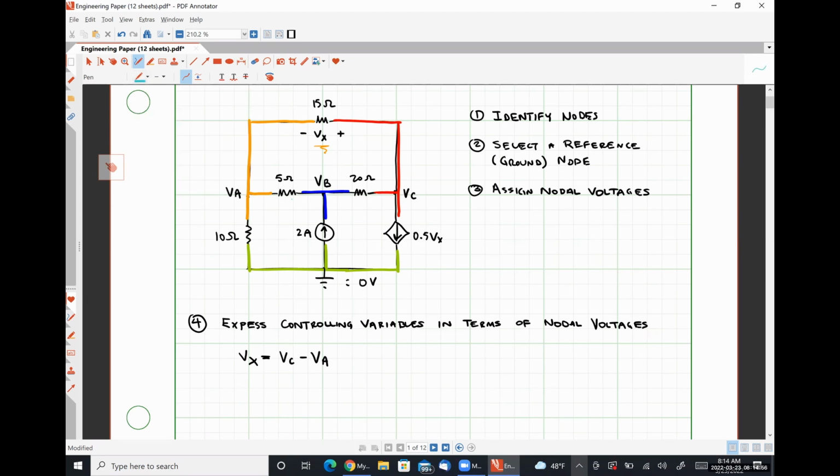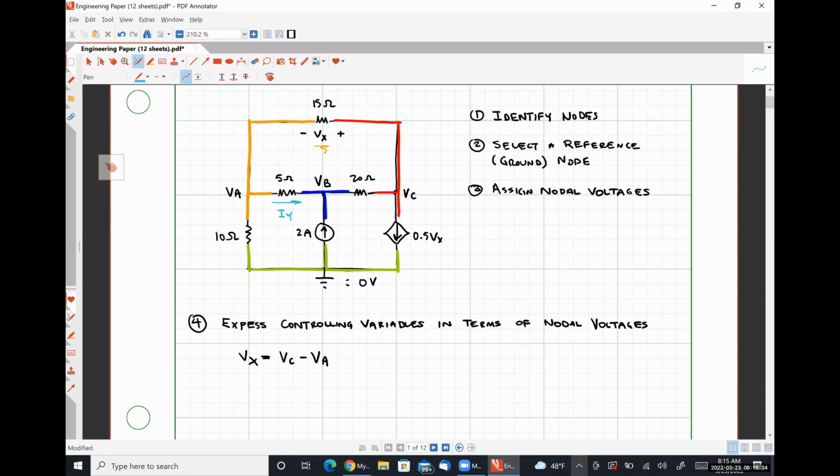Just as a brief aside here, I'm gonna show you this and then we're gonna delete it in a moment. But let's say that I had a current like so, IY, that controlled some sort of dependent source. How could we express that current in terms of our nodal voltages? Anybody have any thoughts? IA minus IB, well, what's IA and IB?